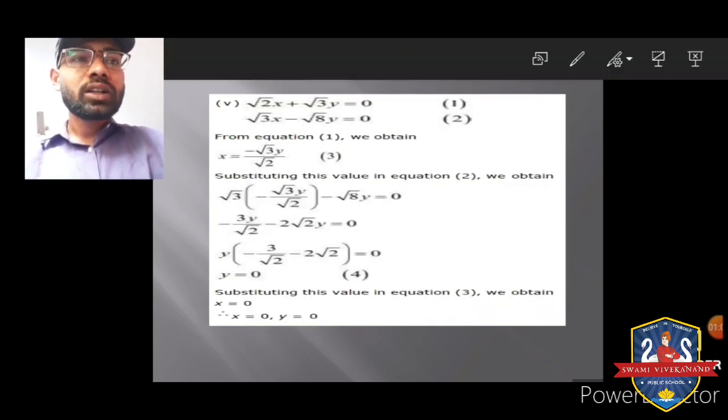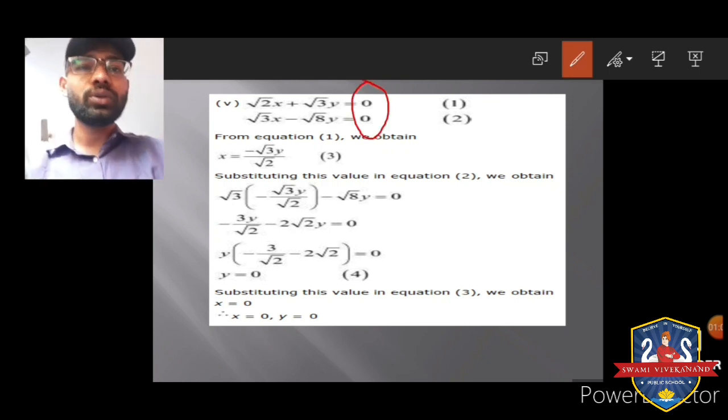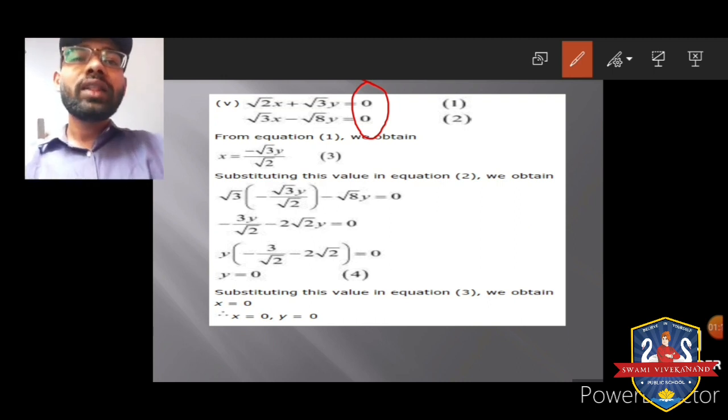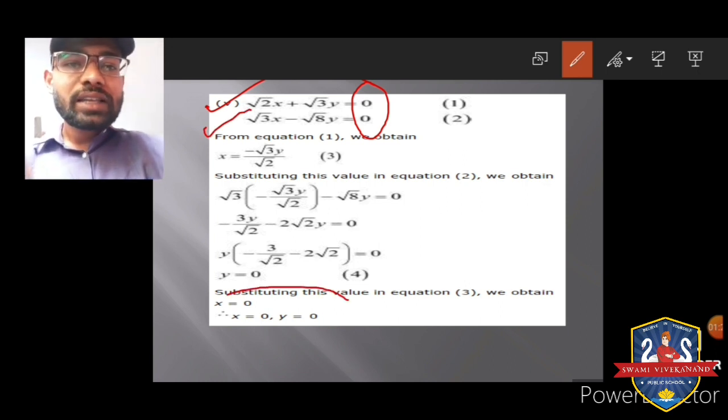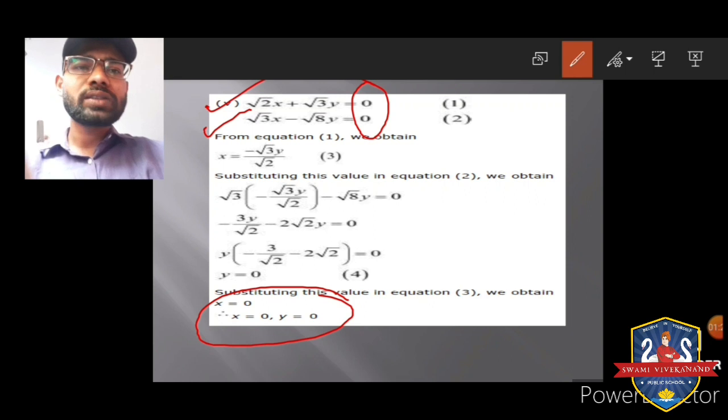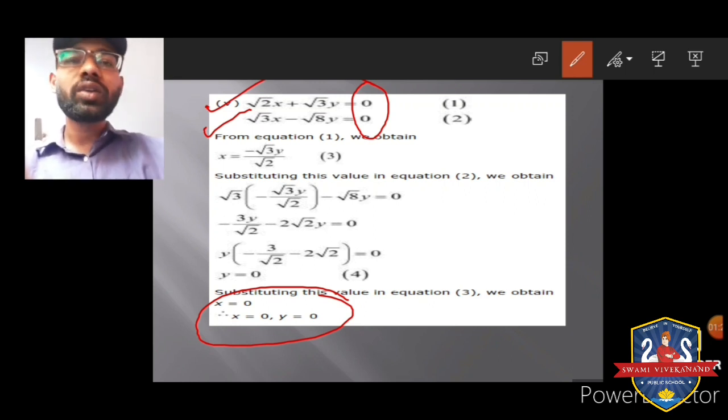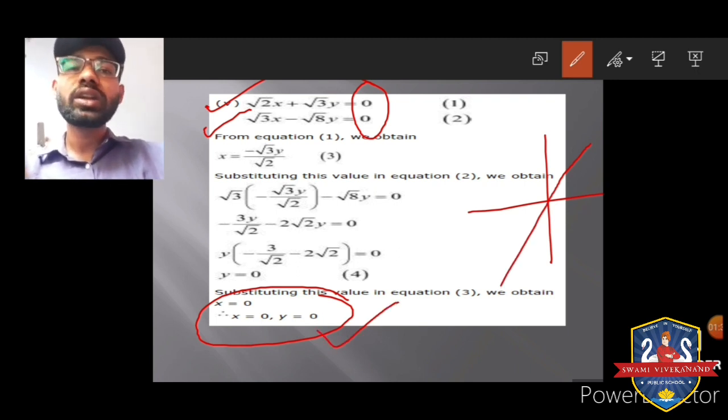Fifth question. In this question, both the equations have the constant term 0. One thing you must keep in mind: when the constant term is 0, and the linear equation is only in x and y, then our answer is x is equal to 0, y is equal to 0 always. Why? Because if we draw these two lines graphically, both lines pass through the origin. If both lines pass through the origin, then the origin is their solution. And origin के coordinates क्या होते हैं? 0, 0. It means that 0, 0 is our solution.